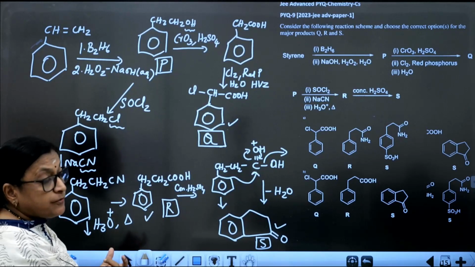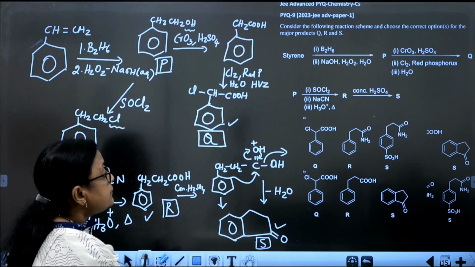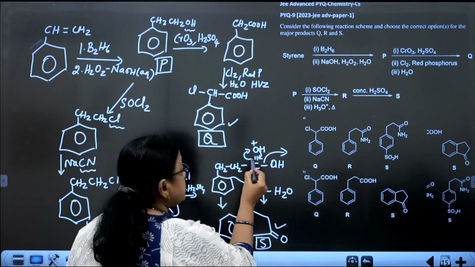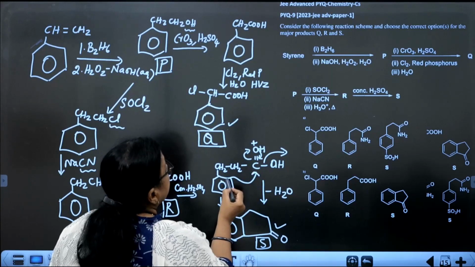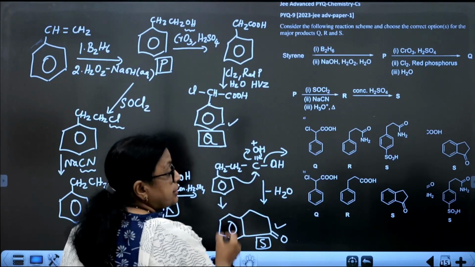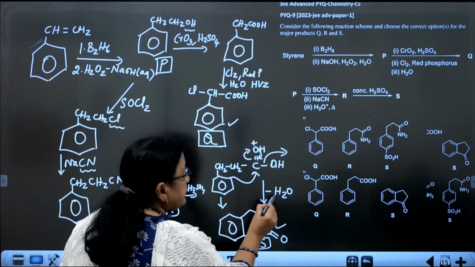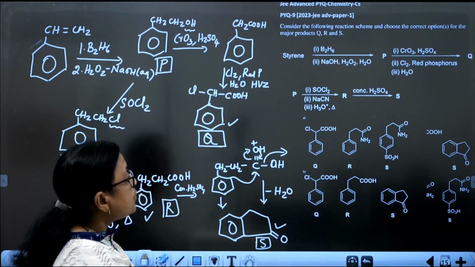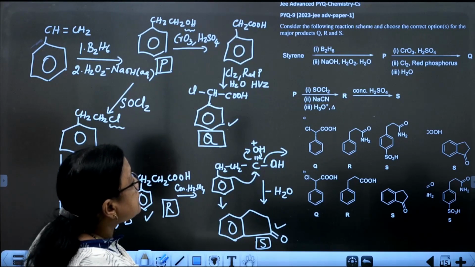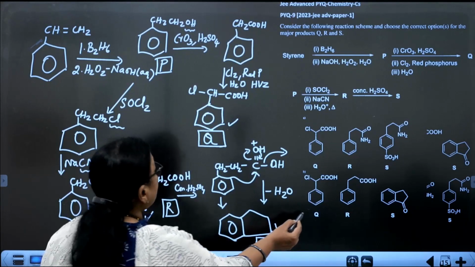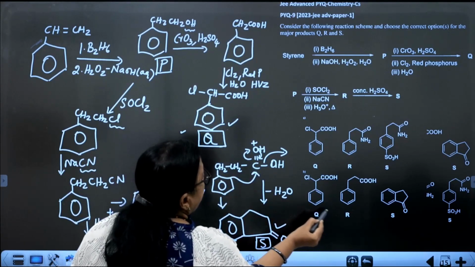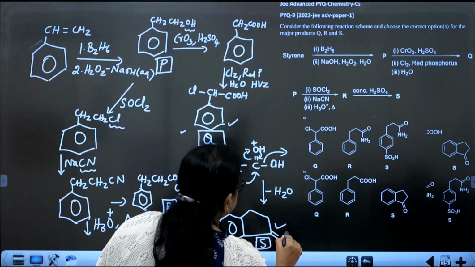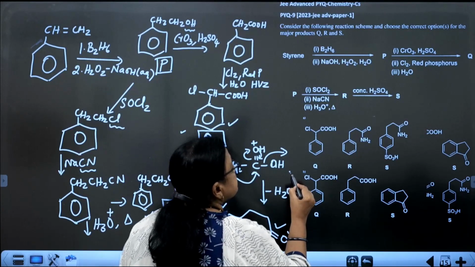R is treated with concentrated sulfuric acid, which first protonates the oxygen. Oxygen being quite nucleophilic, it can get protonated, followed by electrophilic aromatic substitution on the ring, leading to dehydration followed by cyclization, and your S is this product. So coming to the options, if you see option B, Q is this product, R is this one, and S is this. So your right answer is option B.